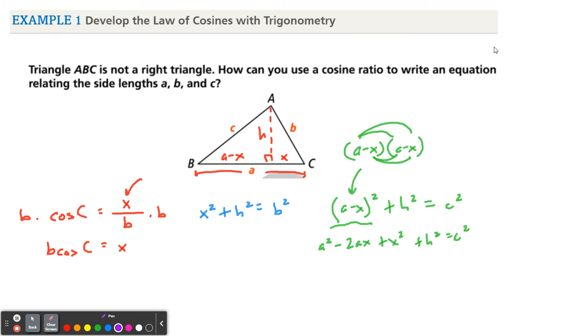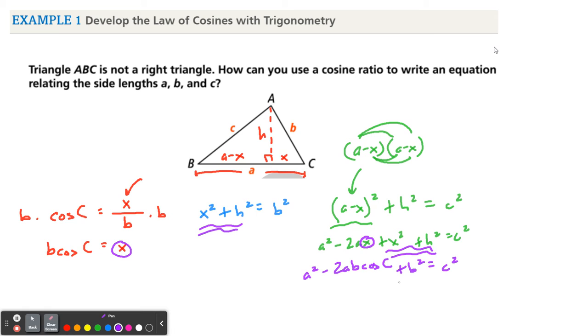So the first thing I see is this X right here and this X right here. We're going to replace this X with B cosine C. So we're going to have A squared minus 2A and then B cosine C. And then I also see this plus X squared plus H squared right here. So in place of that, we're going to put a plus B squared equals C squared.